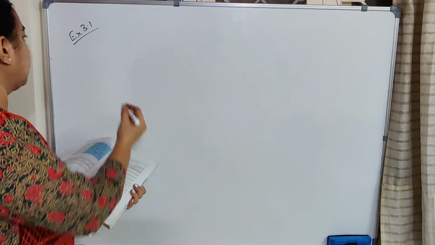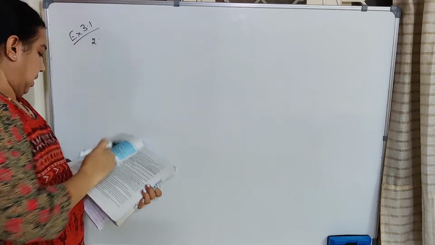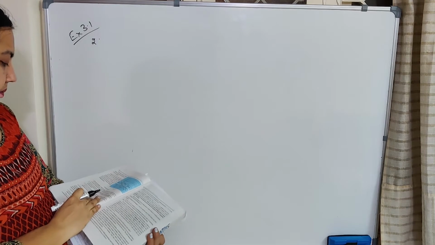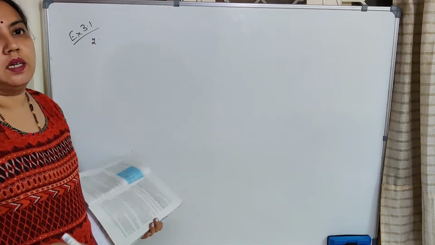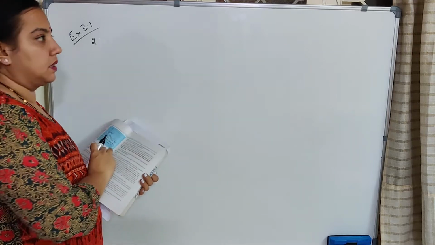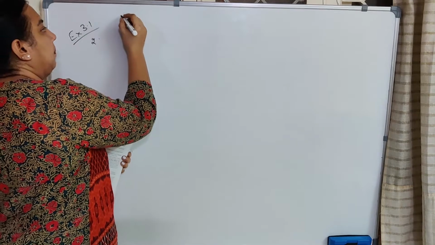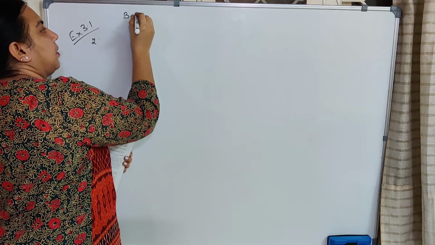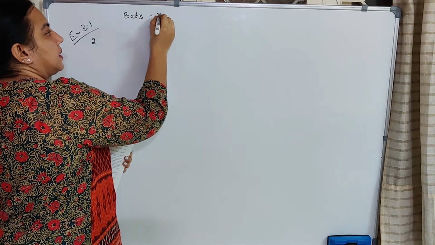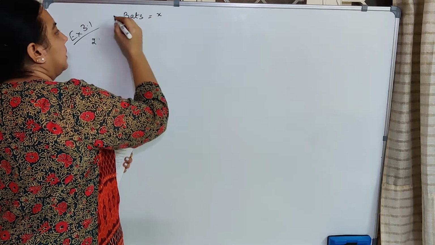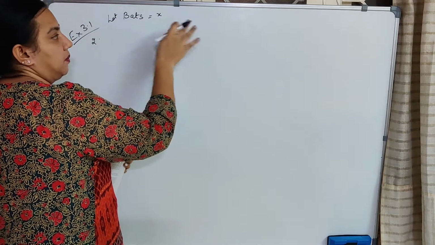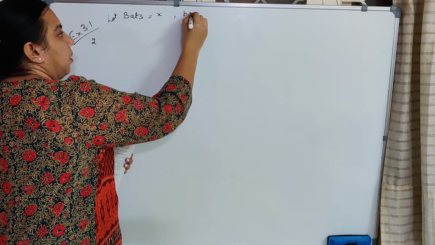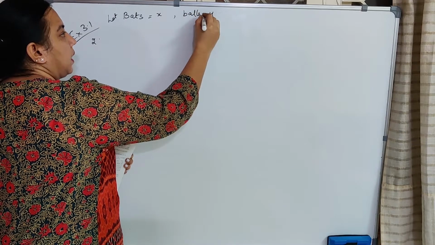The second sum of this exercise. A coach of a cricket team buys 3 bats and 6 balls for 3,900. So we are going to make an equation with this. Let us represent the number of bats as x, and the balls be considered as y.